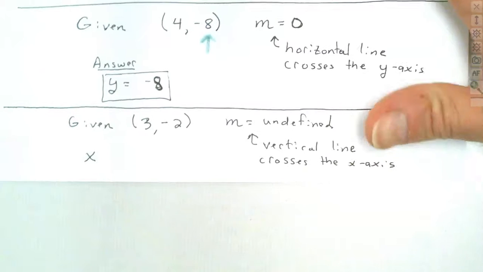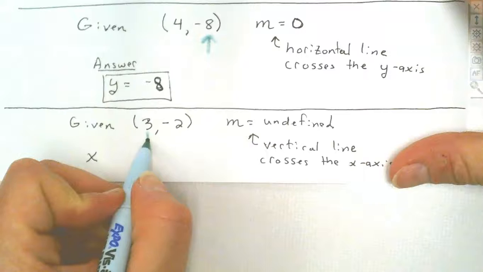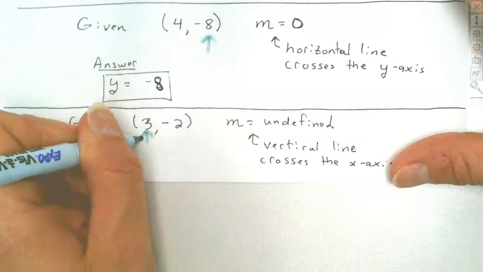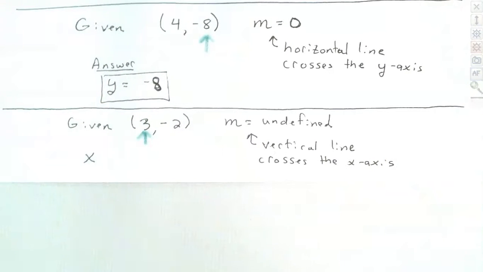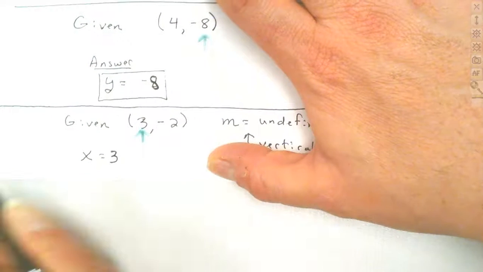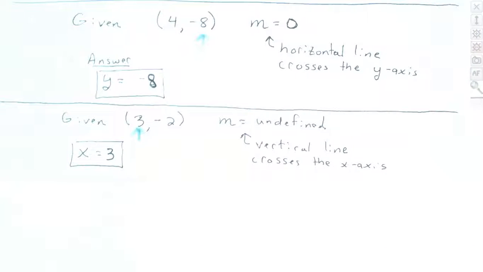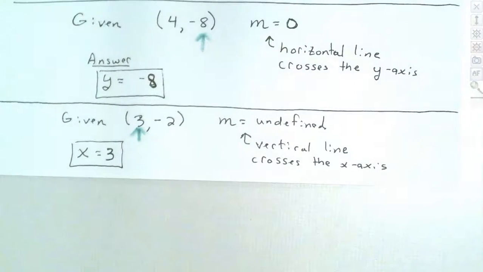And where does it cross the x-axis at? Well, we need the x component of your ordered pair. And so in this case, the x component of your ordered pair would be what? Would be simply 3. And so that's your answer for that, x equals 3. So what do we need to take away from that? If your slope is 0, what is it going to be? Horizontal line, which is y. If your slope is undefined, what is it then? Vertical line, and it's an x line.